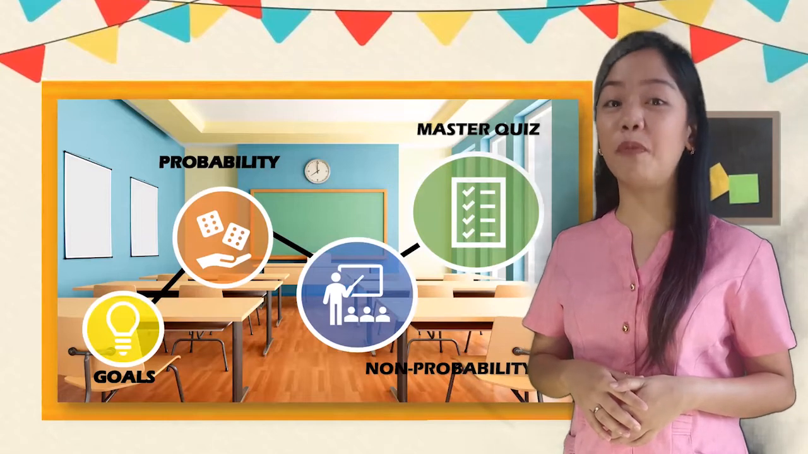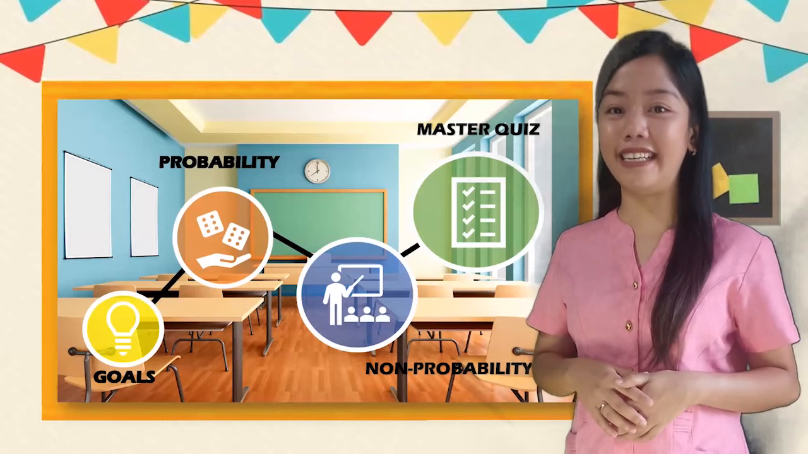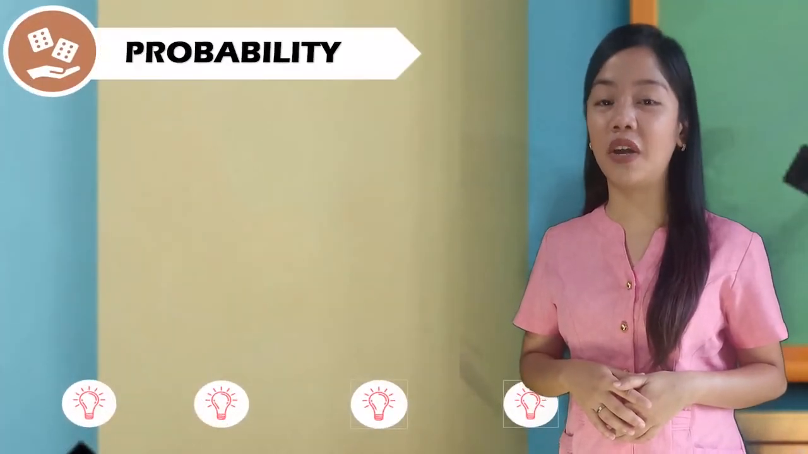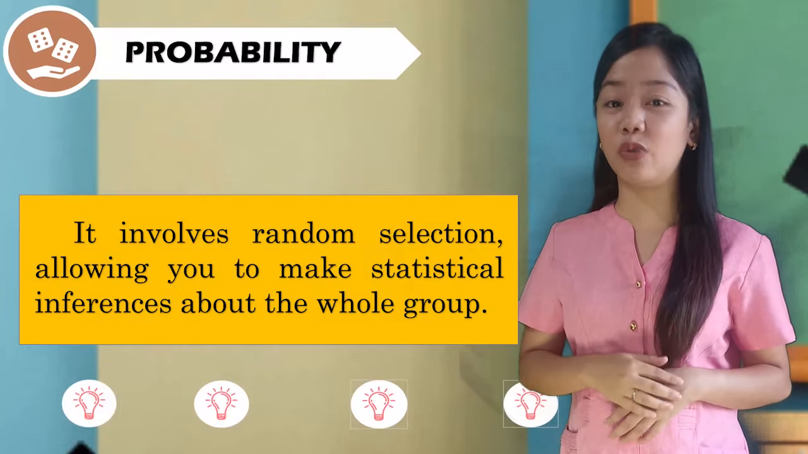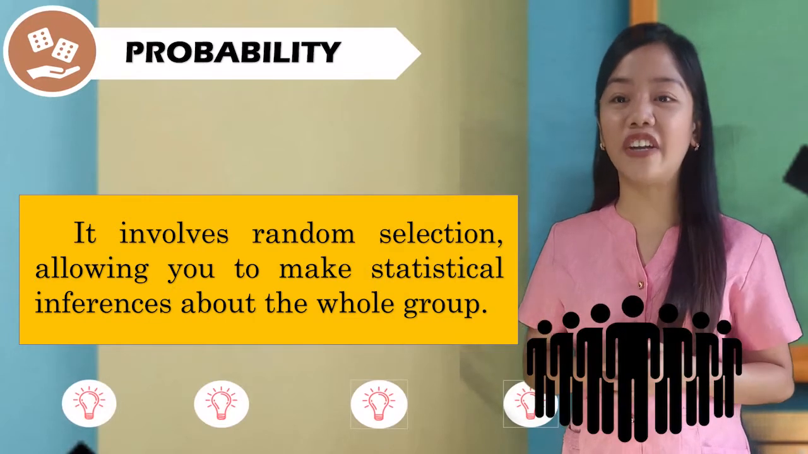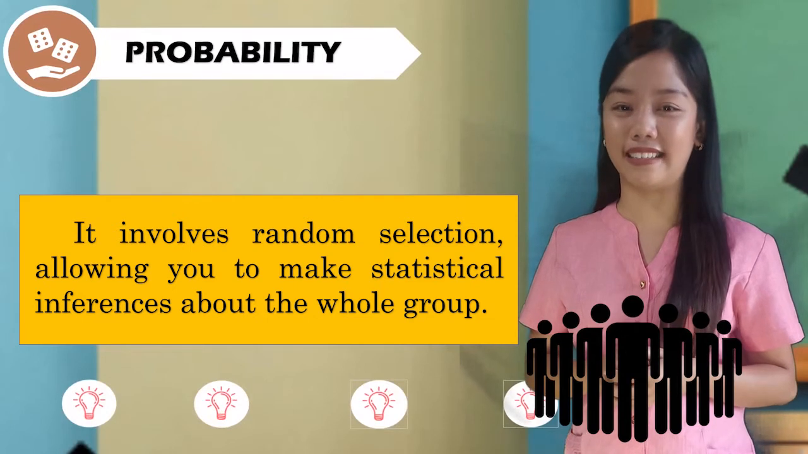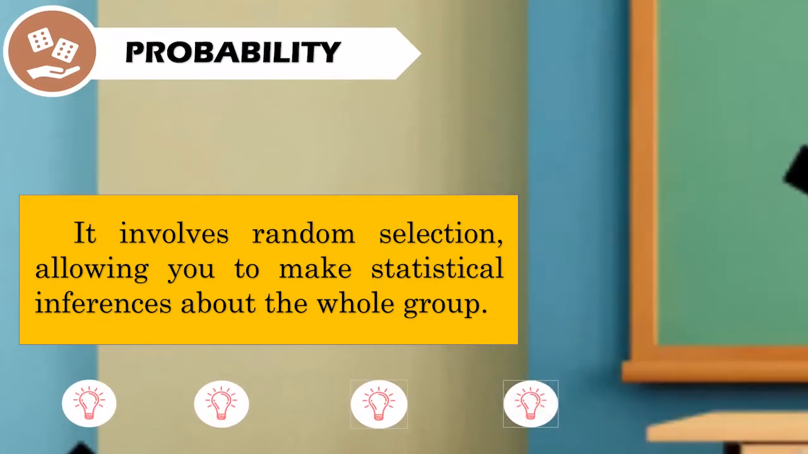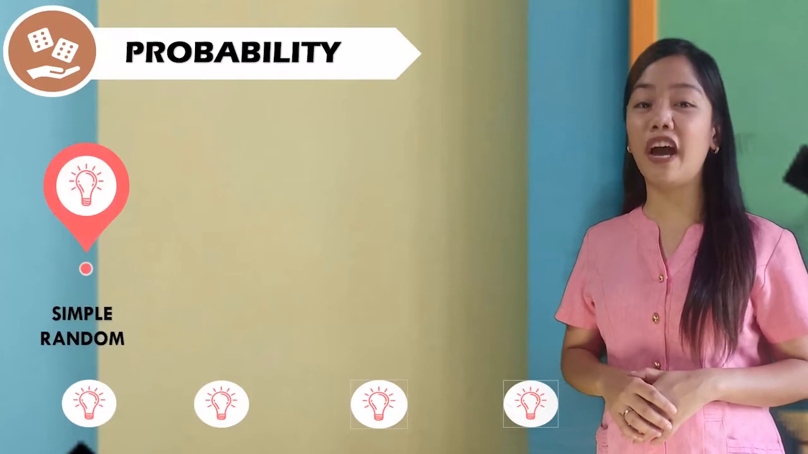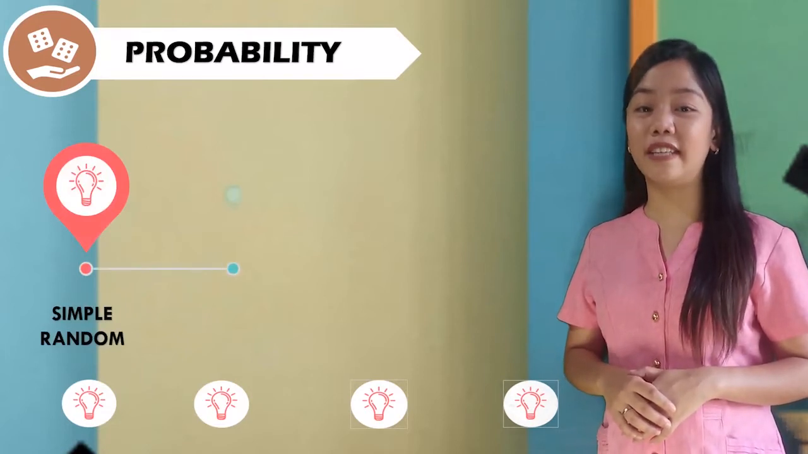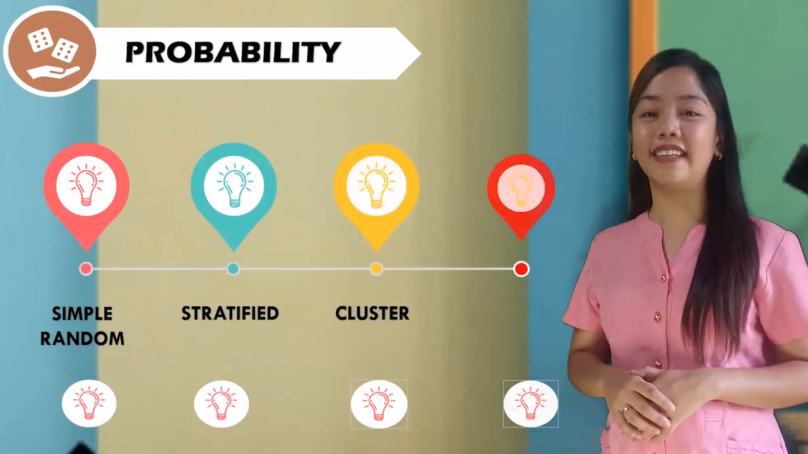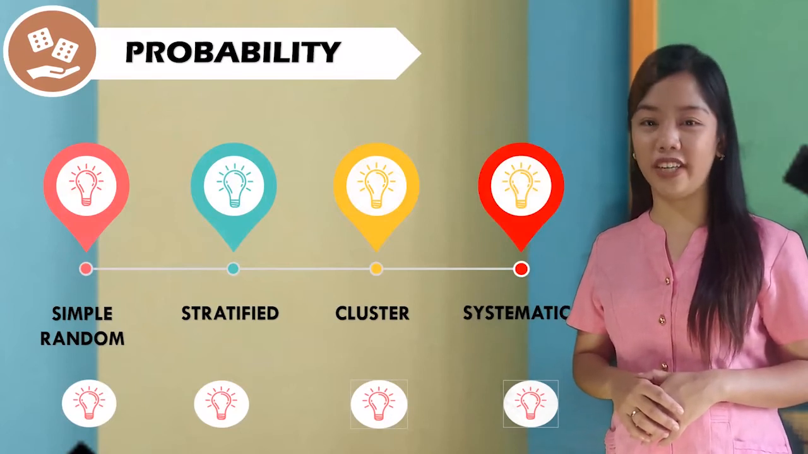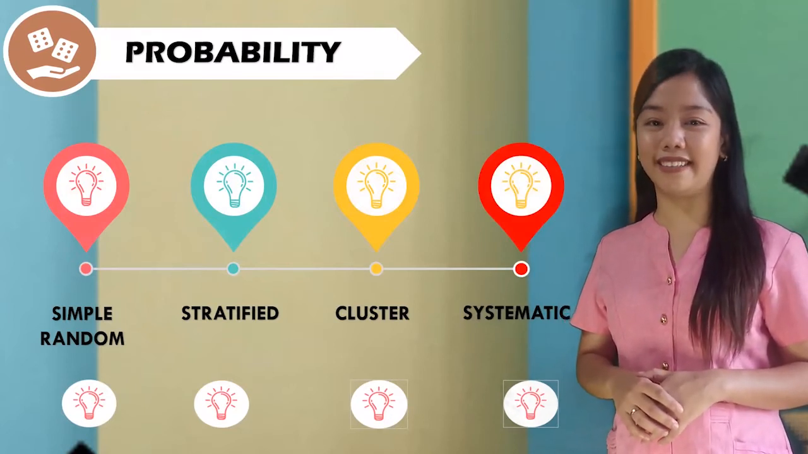We have 2 different sampling methods, and these are probability and non-probability. Let us talk first about the first type of sampling method, which is probability. When we say probability, it is a sampling method where all members of the population are given equal chances to be included in the sample. And under this probability sampling, we have 4 types, and these are simple random sampling, stratified random sampling, cluster sampling, and the 4th one is the systematic sampling.